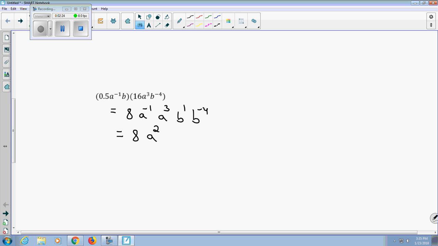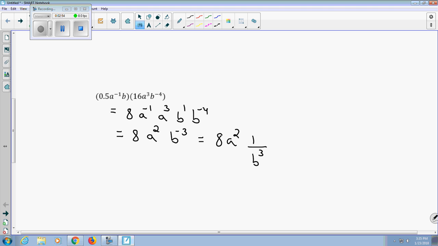But for the b's, we're going to have b to the, well, it's 1 minus 4, so that gives me a -3. So this is combined as much as possible, but this b to the -3, it can be moved to a denominator. So you could write this as I have 8, I have a squared, and then I'll multiply this by 1 divided by b cubed. So that's a completely fine way to write the answer.